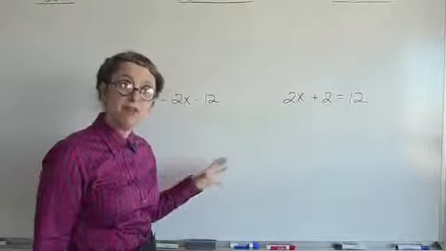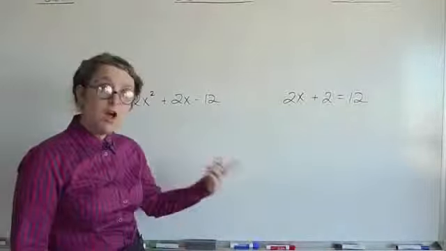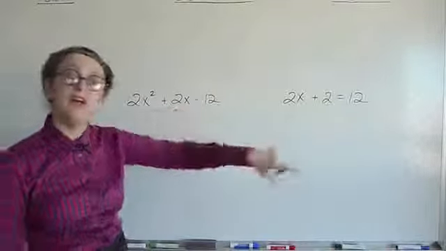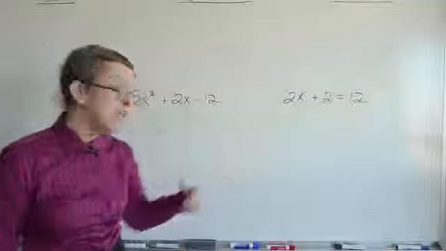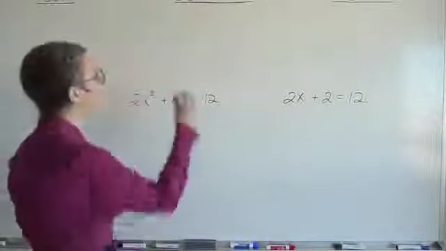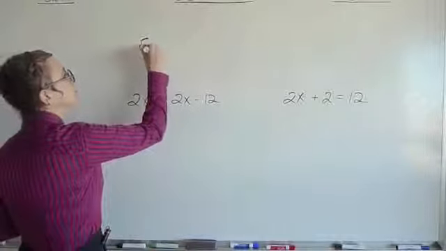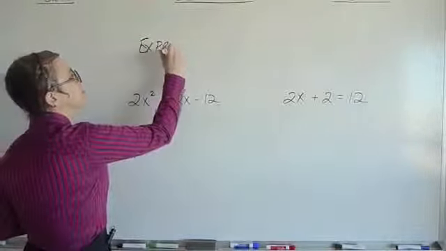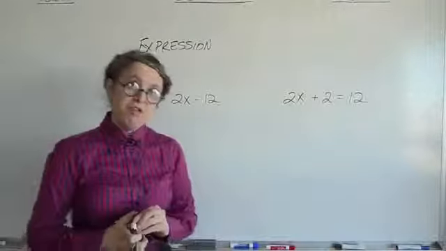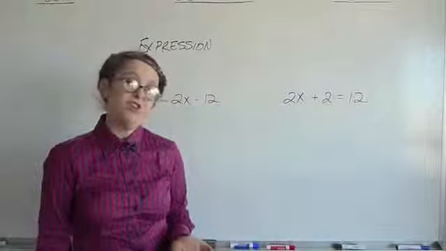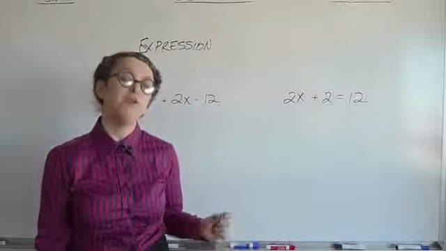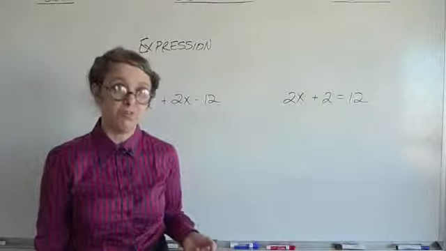They're two pieces of math that look very, very similar, but they've got different names. Notice that this one doesn't have an equal sign, and this one does. This thing over here without an equal sign is called an expression. And generally, expressions are given to you when you're learning a new skill. In this case, I'm going to be talking to you about how to combine like terms.